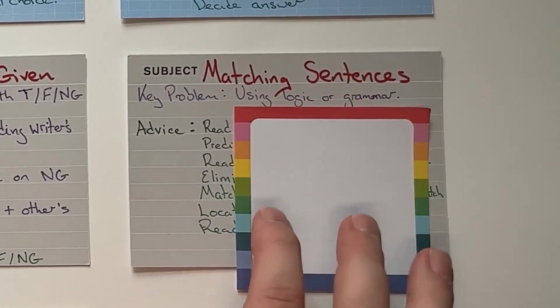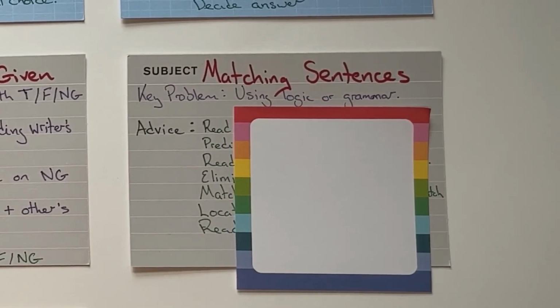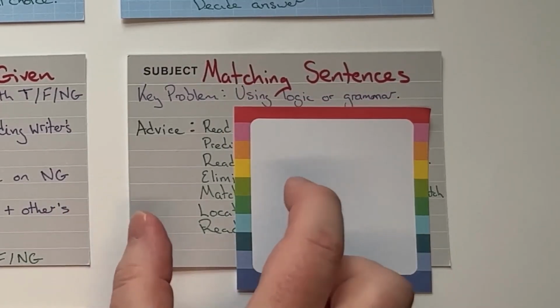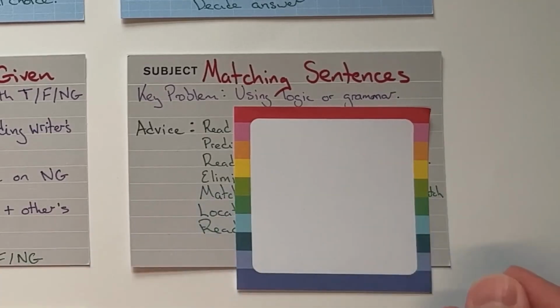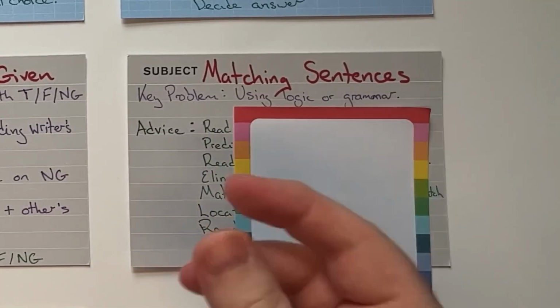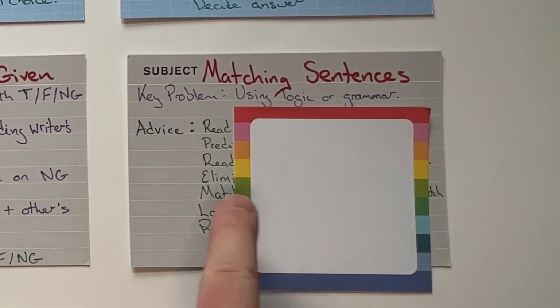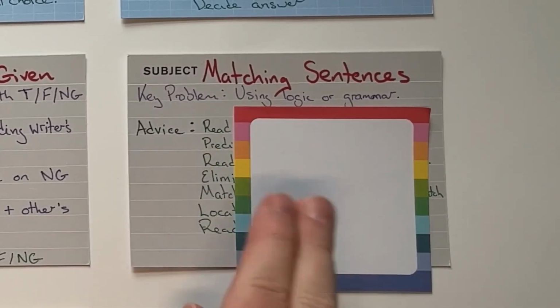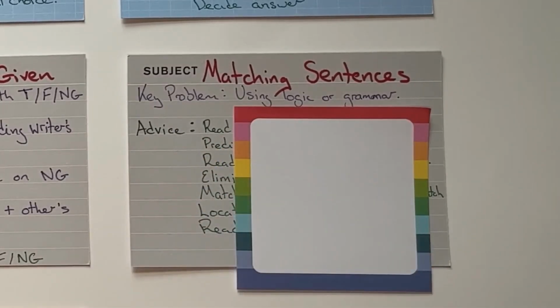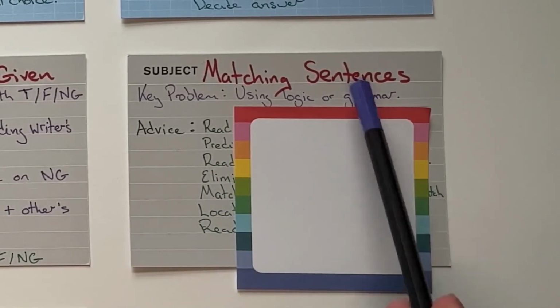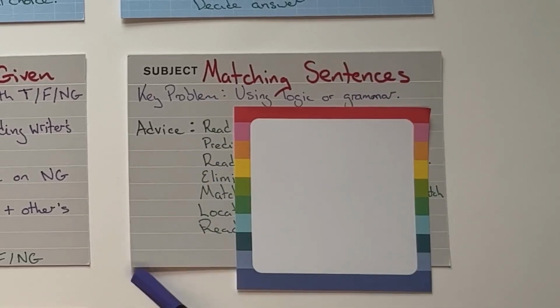Key problem is using logic or grammar. So you'll be given the beginning of a sentence, and what people do is instead of looking at the text, they will use their own logic. Before they even look at the text, they'll look at the sentence endings and think that's logical that those two go together. They're trying to find the answer without taking the time to actually look at the text, or they think this is grammatically correct, so I'll just use that type of logic. Everything should be based on what it says in the text, not what you think logically or grammatically works.